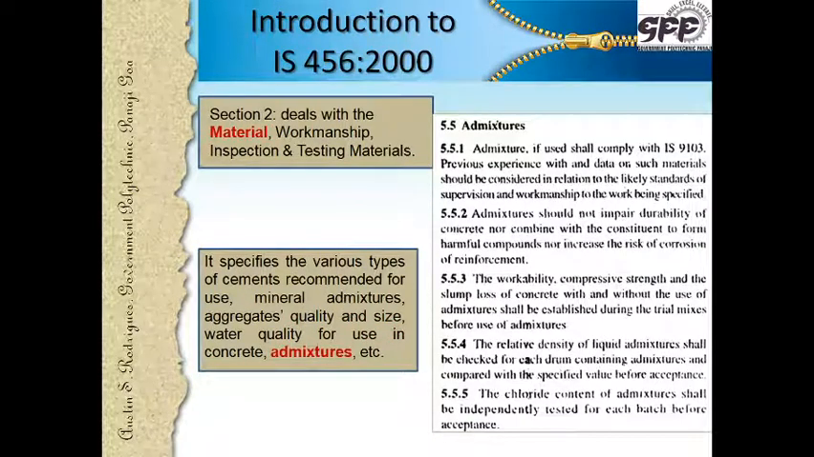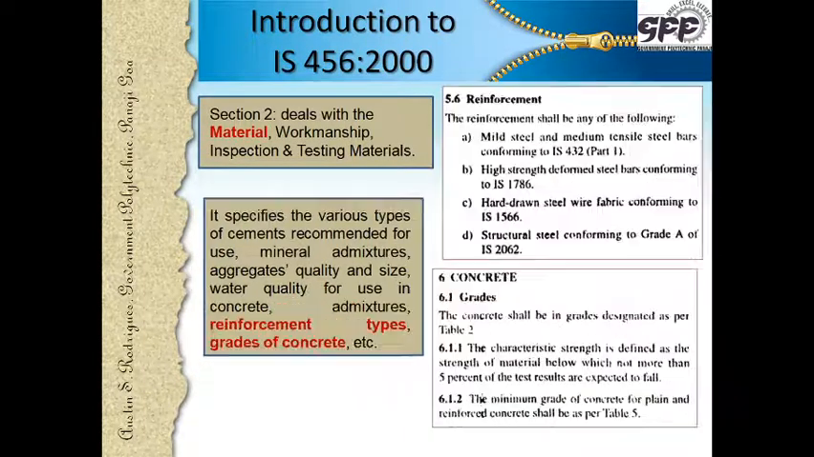Admixtures have been defined and specified in clause 5.5. In clause 5.5, admixtures have been mentioned to be strictly complying with IS 9103. What type of admixtures we can use, the workability, compressive strength, slump loss, everything about the admixtures has been clarified over here. It also goes on to say the chloride content of the admixtures shall be independently tested for each batch before accepting. So if the admixtures have chloride, then it would be tested, because as we know, chlorides are harmful for the concrete and the reinforcement.